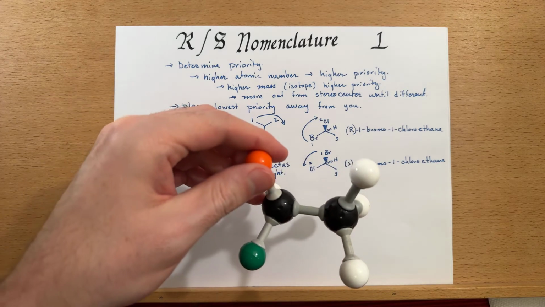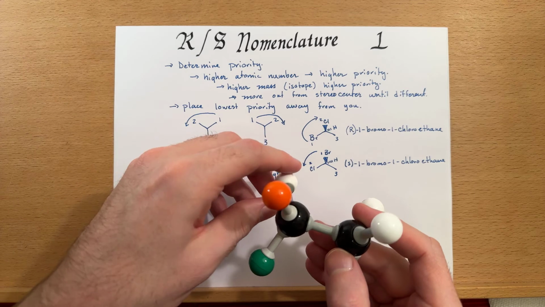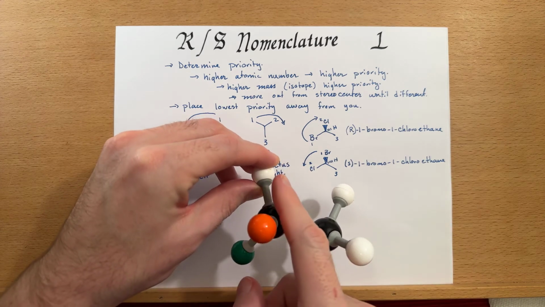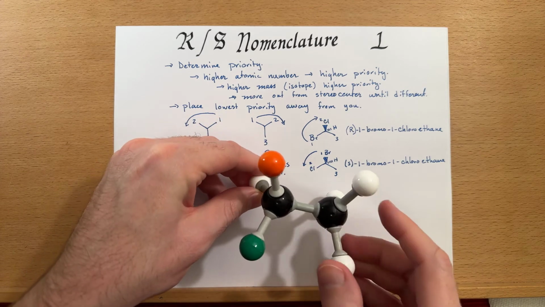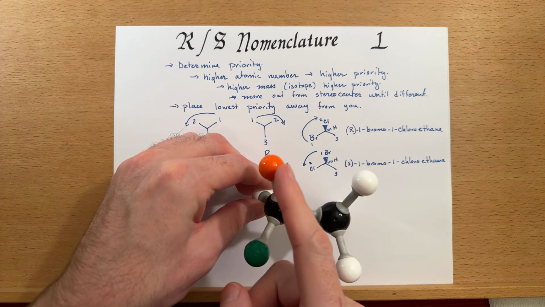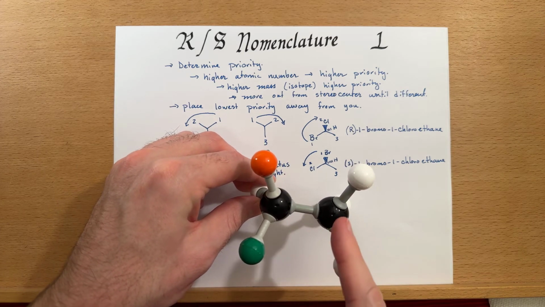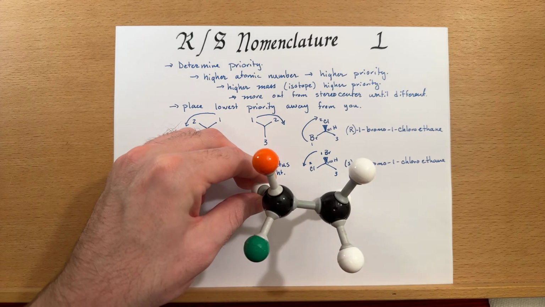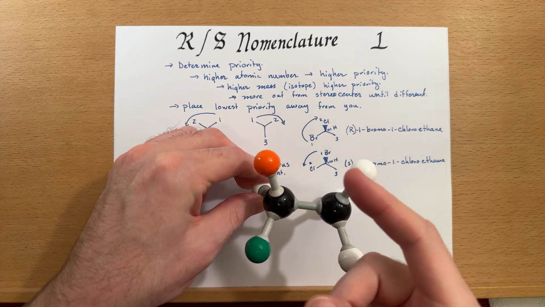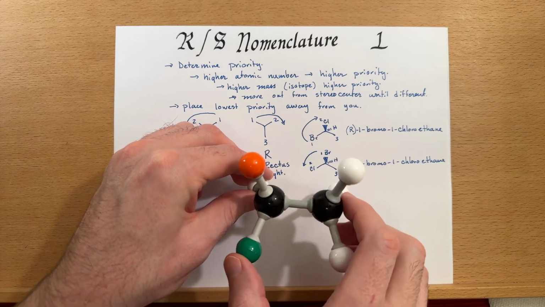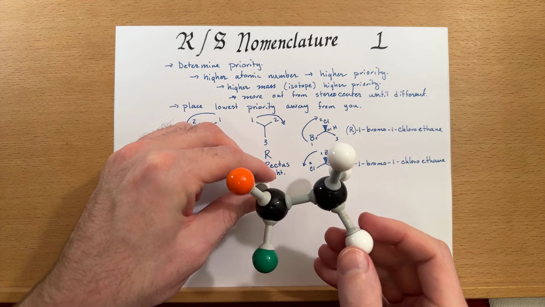I have similarly prepared the S version. So again, hydrogen facing away. And in this case, it counts from bromine to chlorine to carbon. That's moving in the left or S direction, kind of twisting counterclockwise.